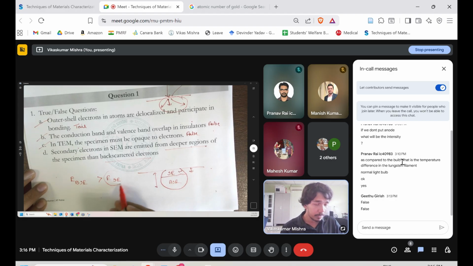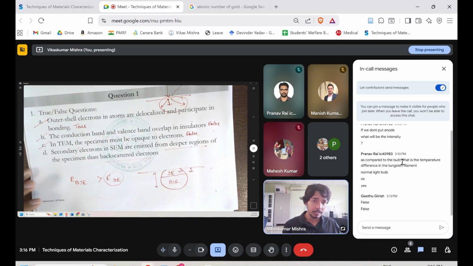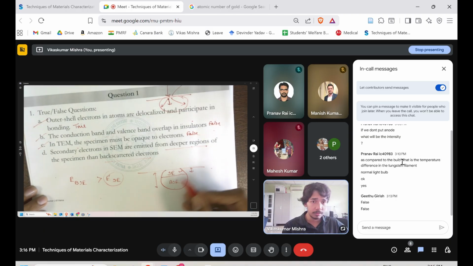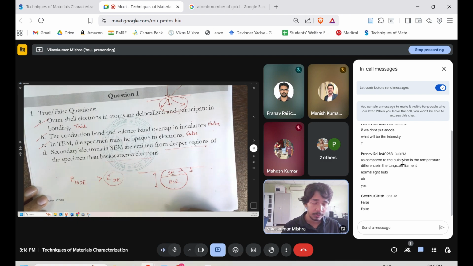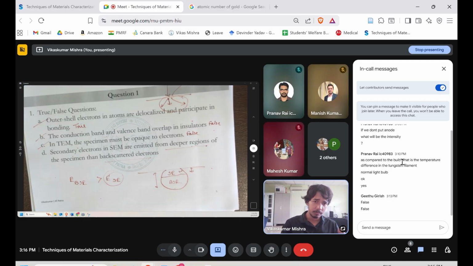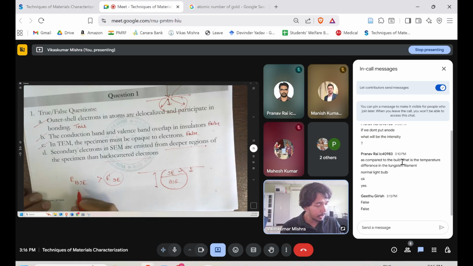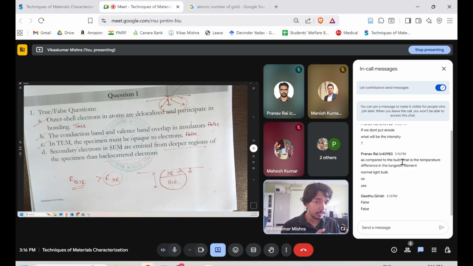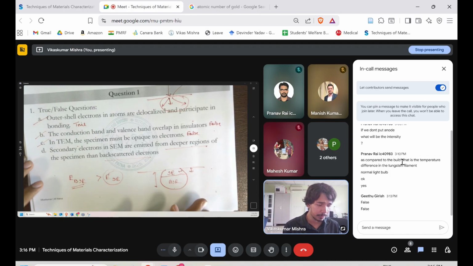Since the energy is less, it cannot be ejected from the deeper region of the specimen. It will be removed only from the near region because it needs some energy to come out of the specimen, right? The BSE has a large energy, so it can eject from the deeper region also, but the SE, since it has lower energy, this is how it is.